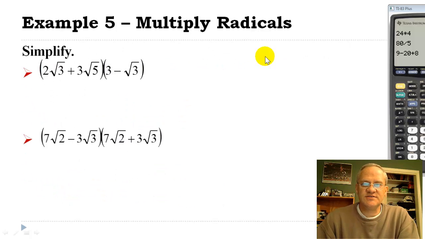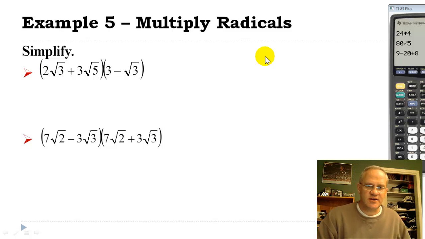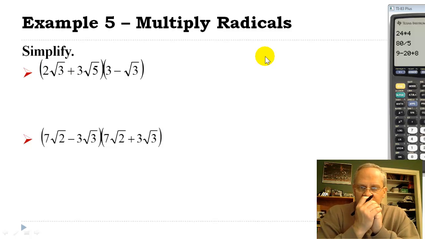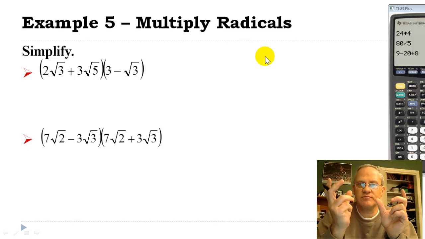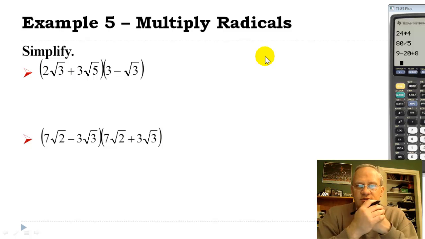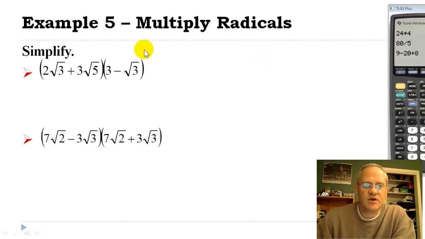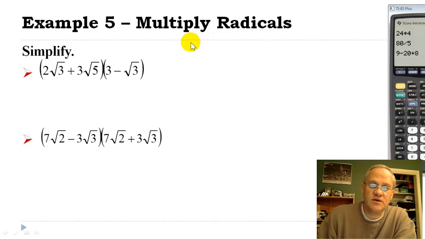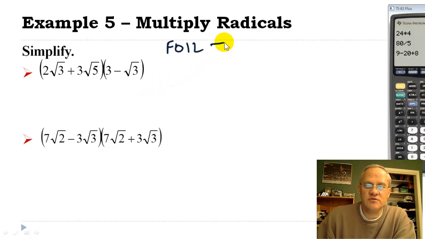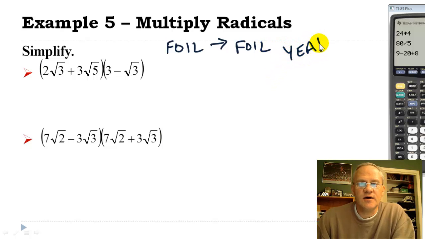All right, now it gets a little fun. These last couple of examples now get a little fun. You know, we multiplied a couple of kind of basically polynomials together. Now what we kind of have are these binomials with radicals in them. Well, think back, what did we do before with binomials? We did FOIL. What do you think we're going to do this time? FOIL. Yay. Okay. So it's the same thing.